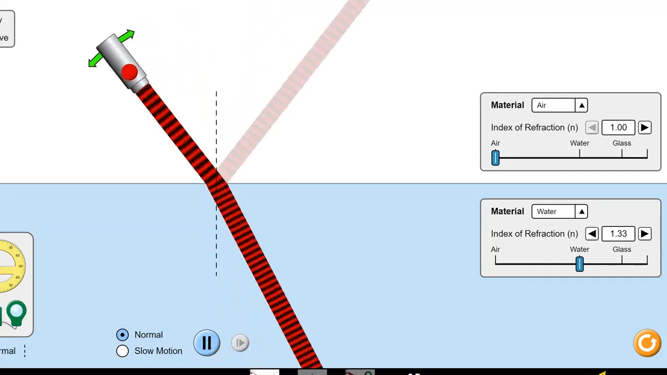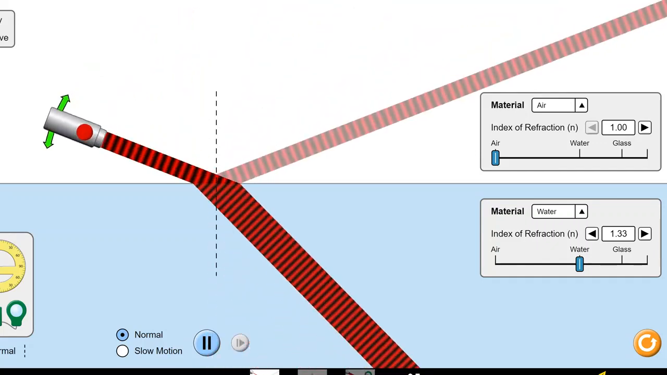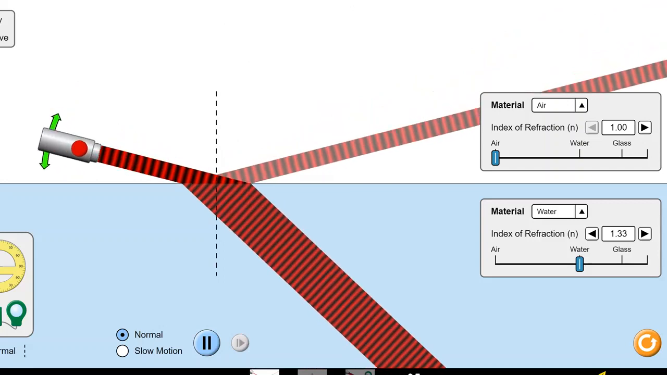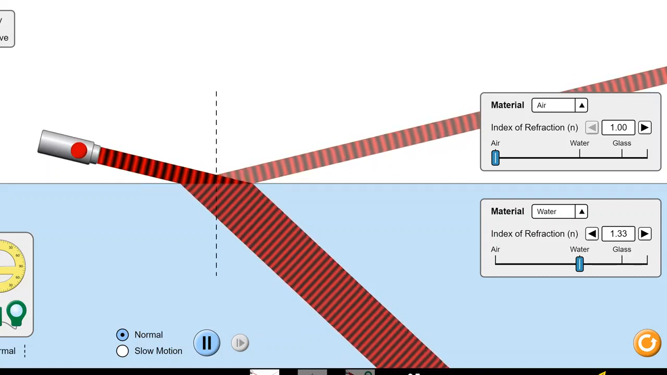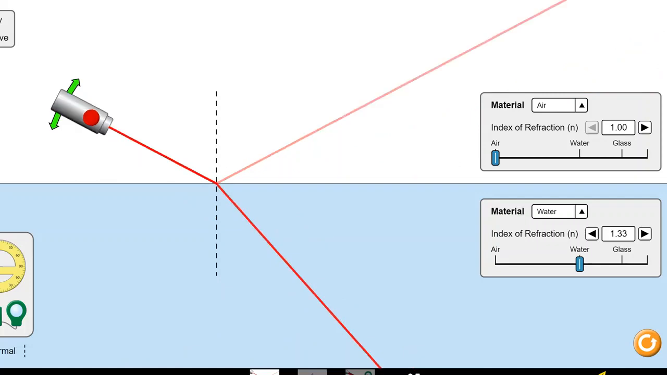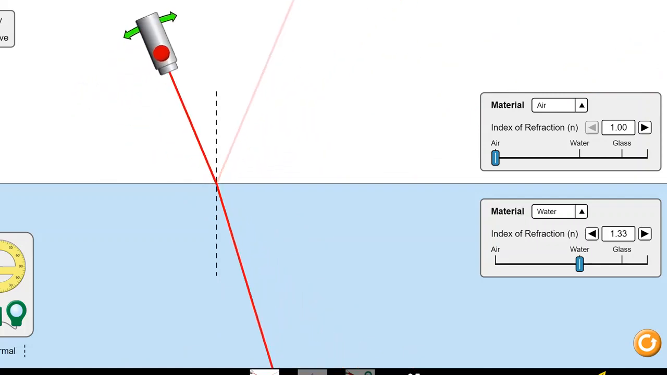You go like this, and you could kind of see why it bends, because remember, it's a wave. So as part of the wave hits the water, it slows down, but the rest of the wavefront is still moving fast. So that leads to that bending idea. Well, we've seen this before. Let's talk about why total internal reflection is different.